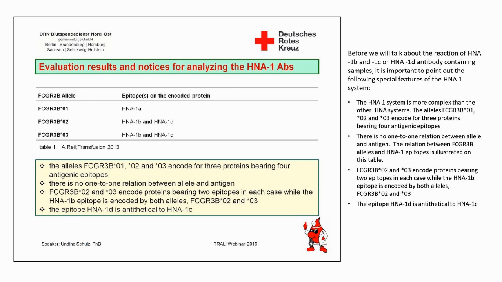Before we talk about the reactions of HNA1B and 1C or HNA1D antibody-containing samples, it is important to point out the following special features of the HNA1 system. The HNA1 system is more complex than the other HNA systems. The alleles FCGR3B*01, 02, and 03 encode 3 proteins bearing 4 antigenic epitopes. There is no one-to-one relation between allele and antigen. The relation between FCGR3B alleles and HNA1 epitopes is illustrated in this table.